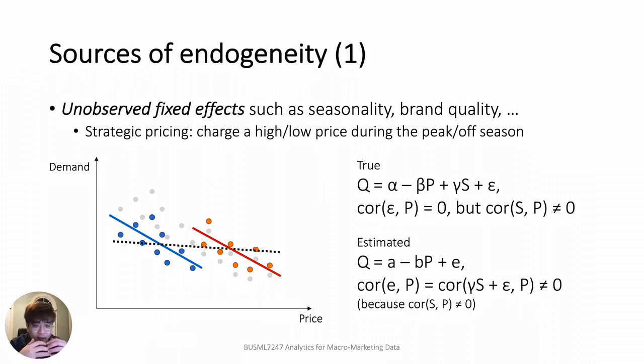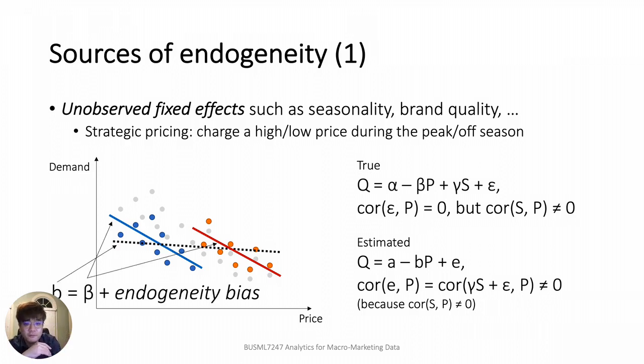Graphically illustrating, the OLS finds the slope value, b, without the seasonal labels. So, b becomes the slope of the line that passes through all data points, which differs from the true slope, beta. This difference is the bias coming from the endogeneity.